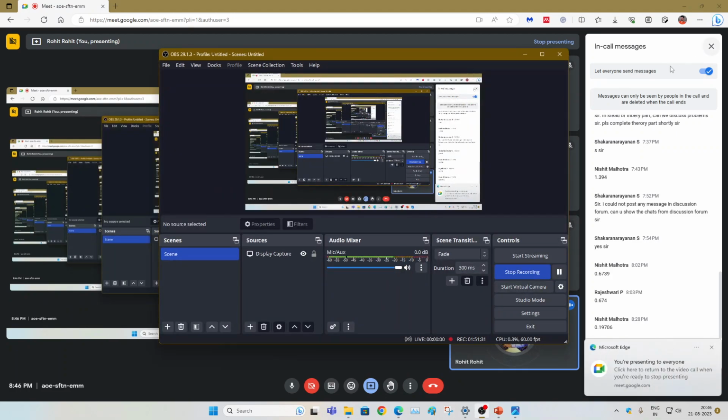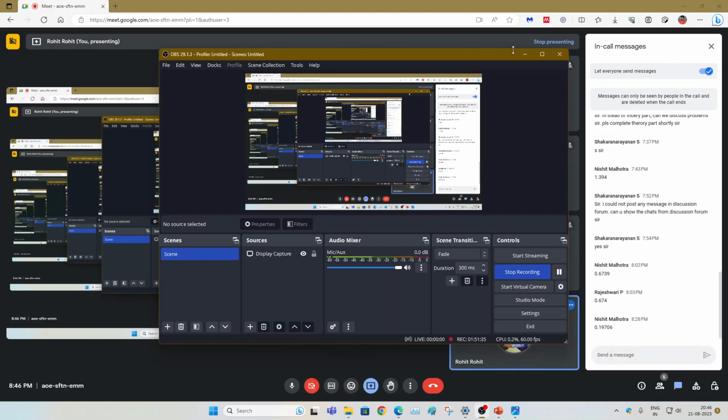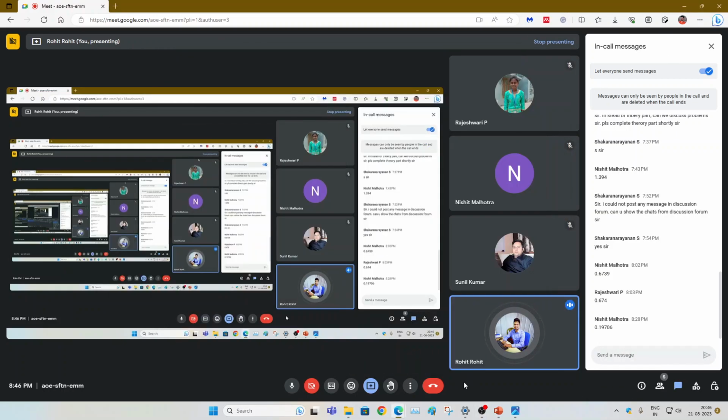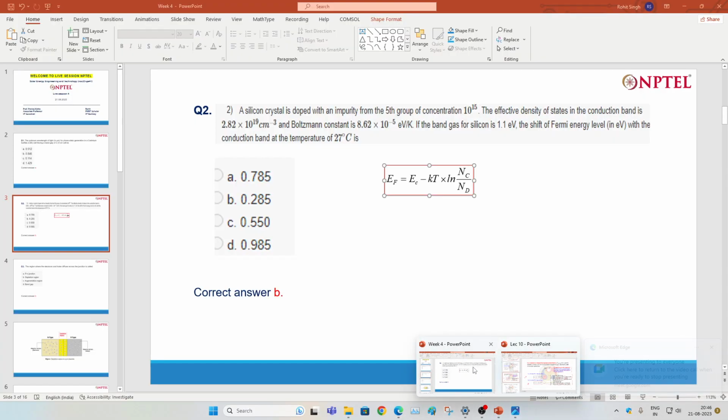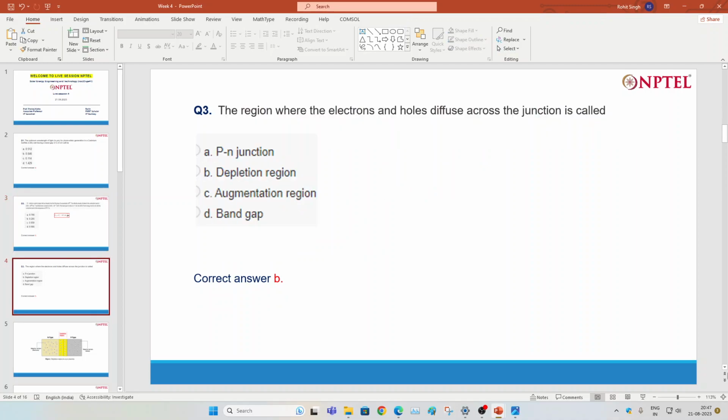For these types of questions, if there is any change in the question, or any change in value, you can easily put the values in these empirical relations, calculate, and get it done. So for this, what we have calculated was 0.285.